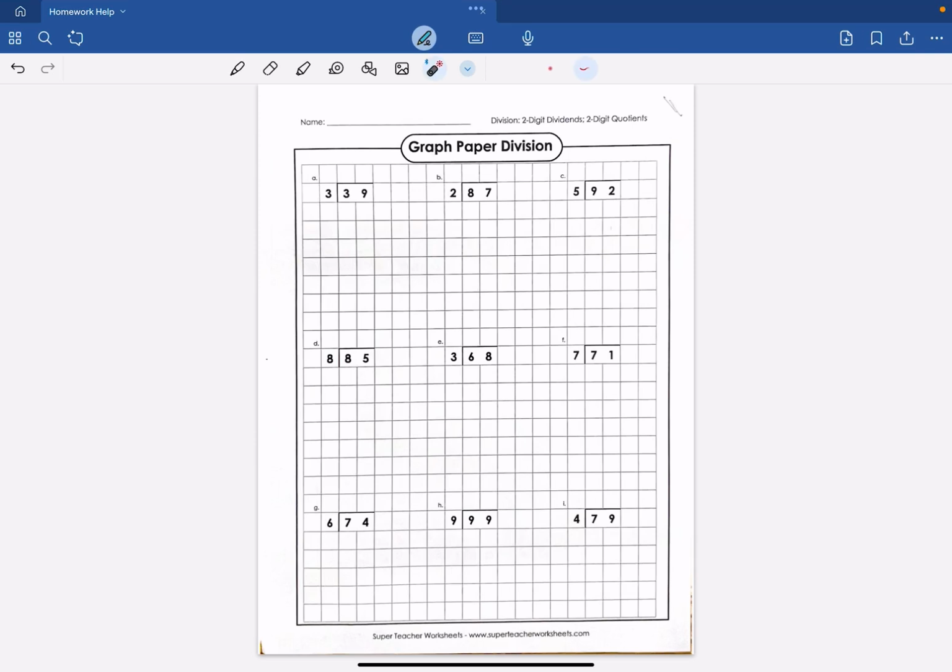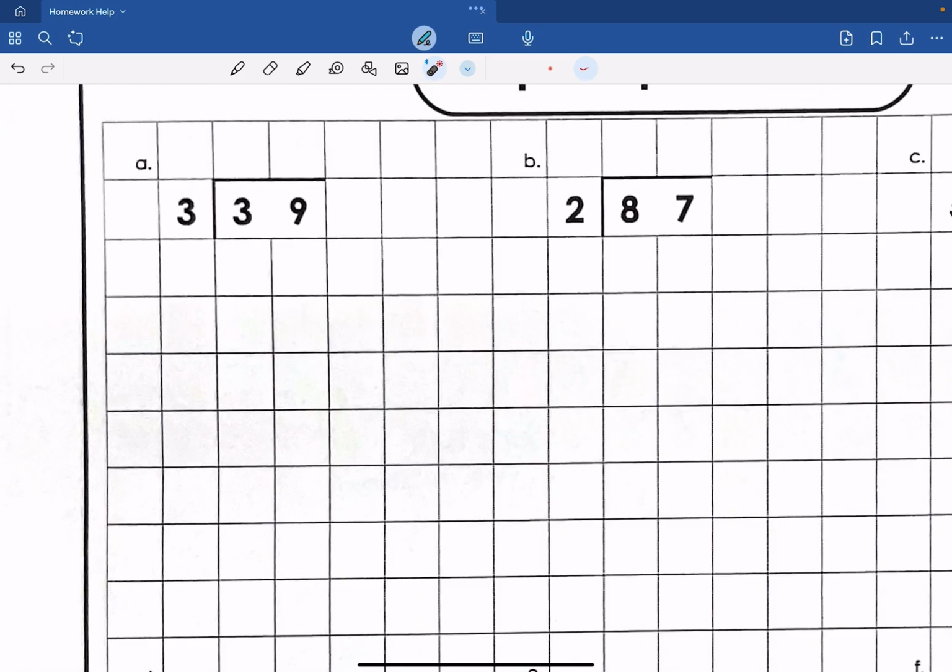Welcome back. For this video, we're going to be looking at this graph paper division page, which is focusing on two-digit dividends. So we'll have two-digit quotients. So this is a two-digit dividend and a one-digit divisor. All of these problems are set up that way. Two-digit dividends, one-digit divisors. Okay, let's start by looking at A.